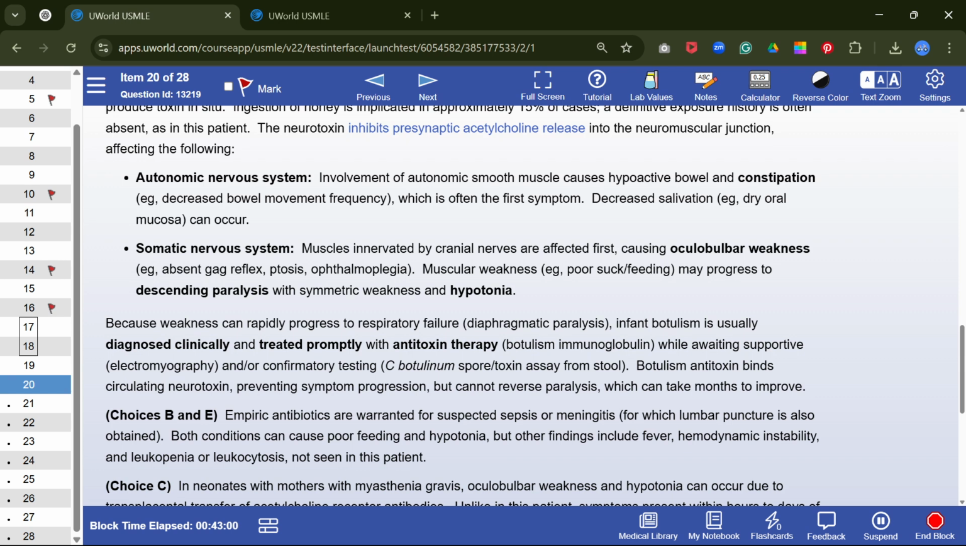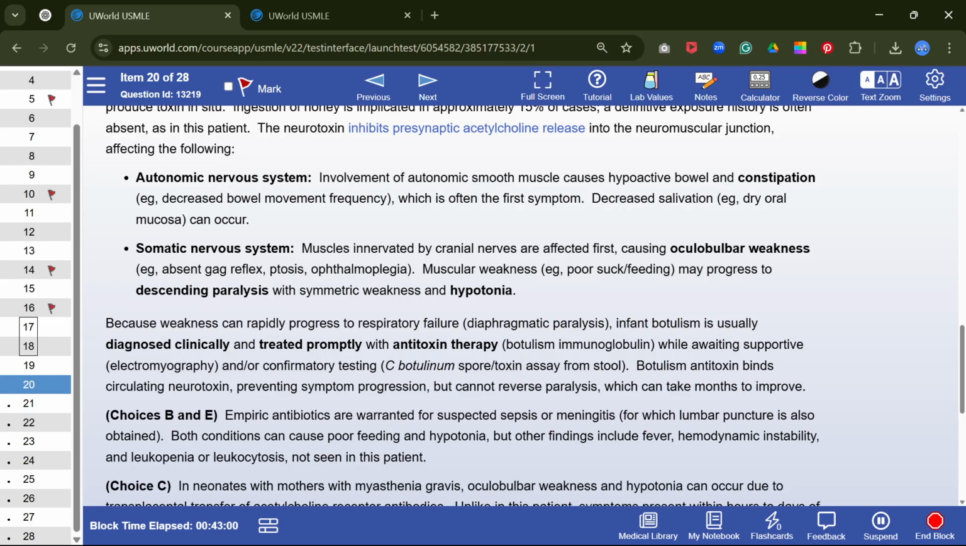Autonomic nervous system involvement of smooth muscle causes hypoactive bowel and constipation, with decreased bowel movement frequency, which is often the first symptom. Decreased salivation and dry oral mucosa can occur. Somatic nervous system: muscles innervated by cranial nerves are affected first, causing oculobulbar weakness, absent gag reflex, ptosis, and ophthalmoplegia.